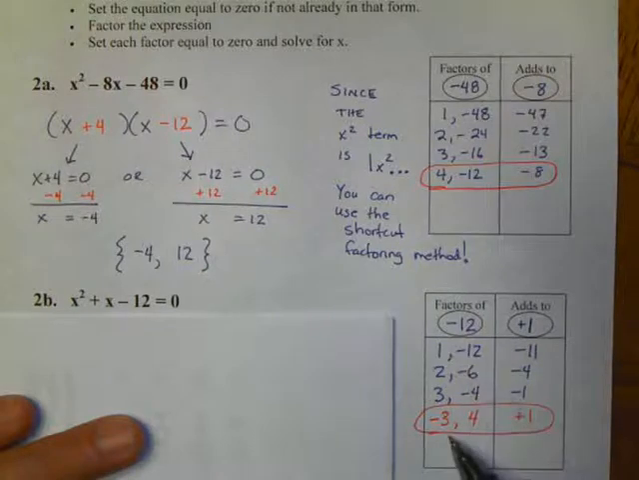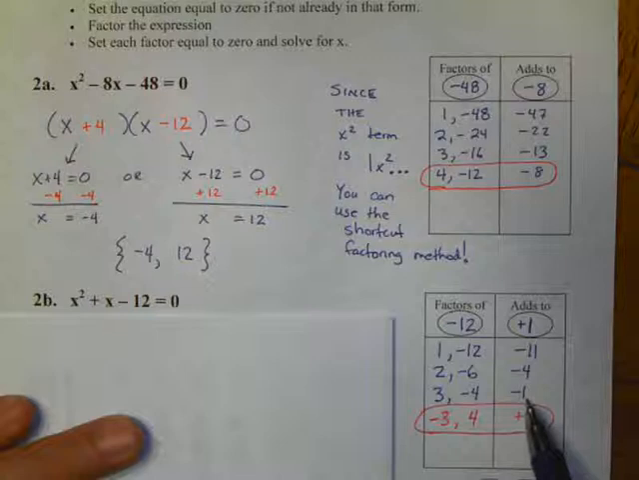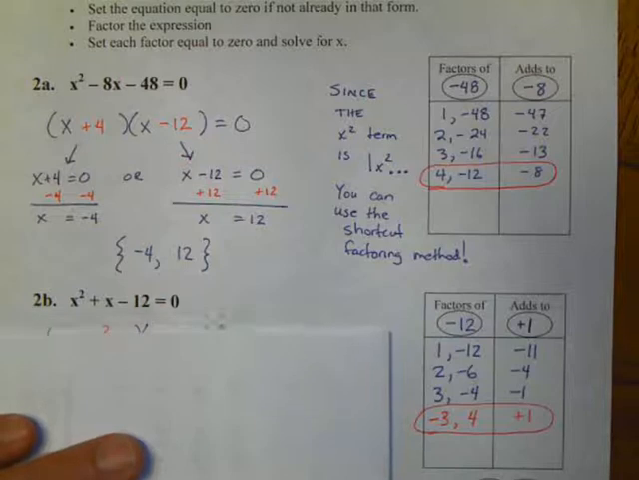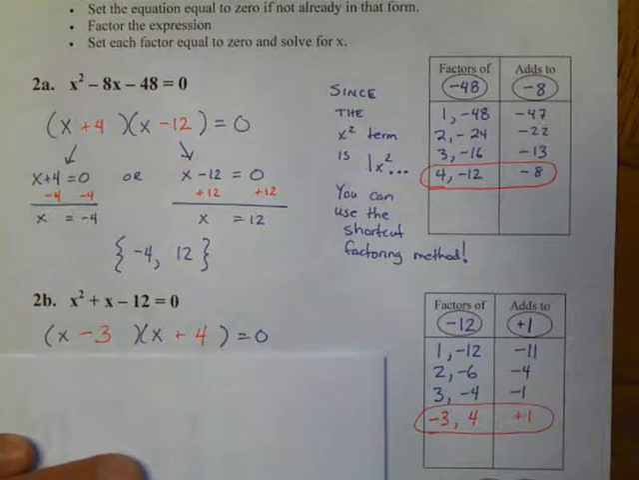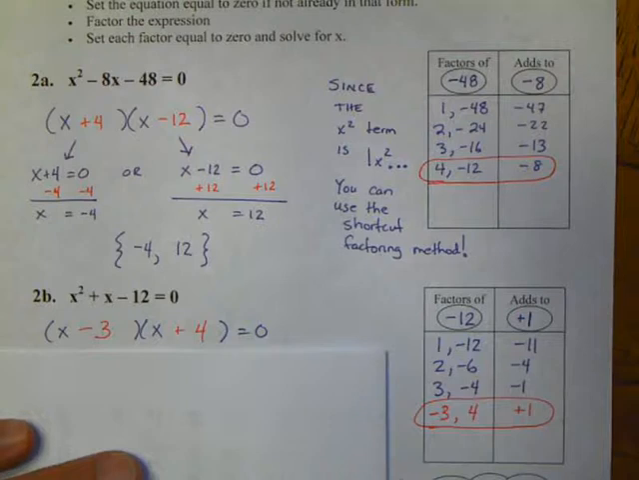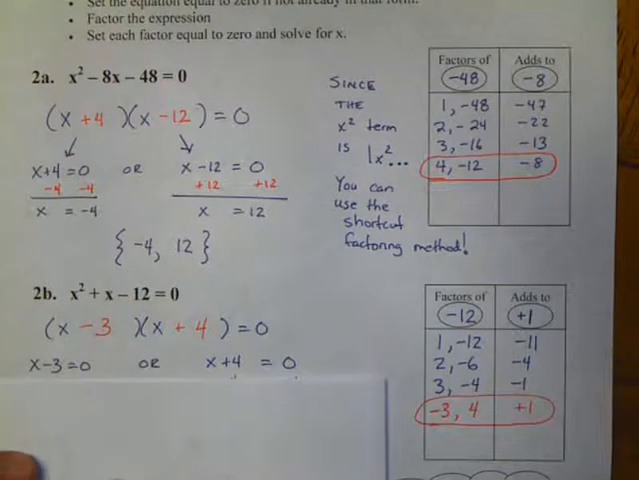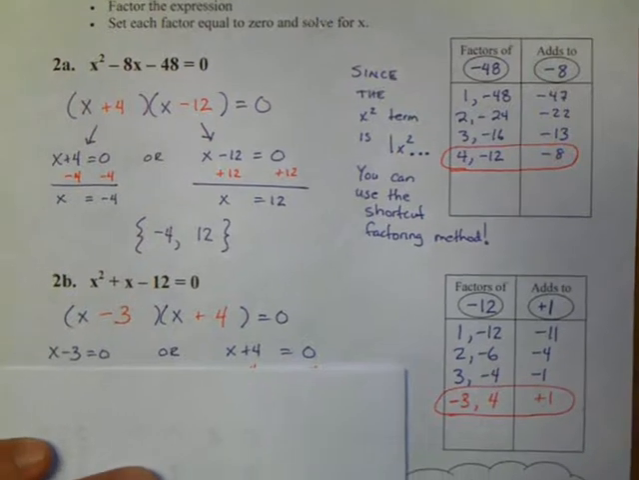As I've listed through my factors, notice because it's a negative 12, one of my two factors has to be negative. So I came down here to 3 and negative 4, and that gave me negative 1. Well, that's opposite of what I need, and so I took the opposite of each one, and that gives me my factors. Once again, this is eligible for the shortcut method, and so I have x minus 3 and x plus 4 as my two factors.